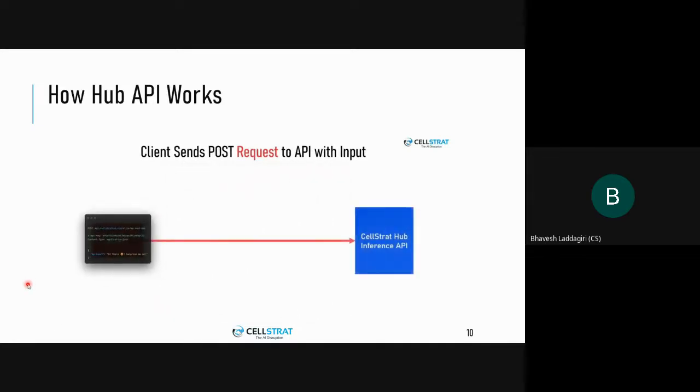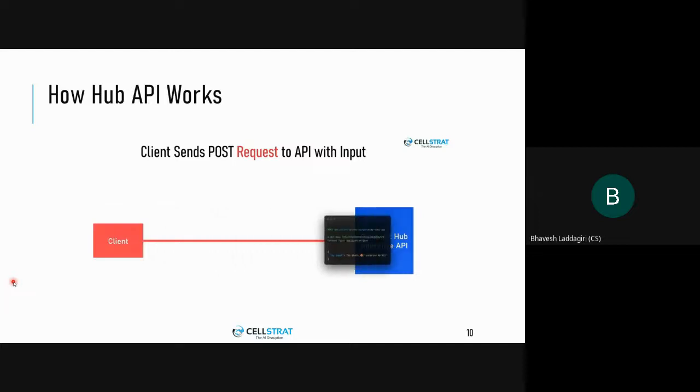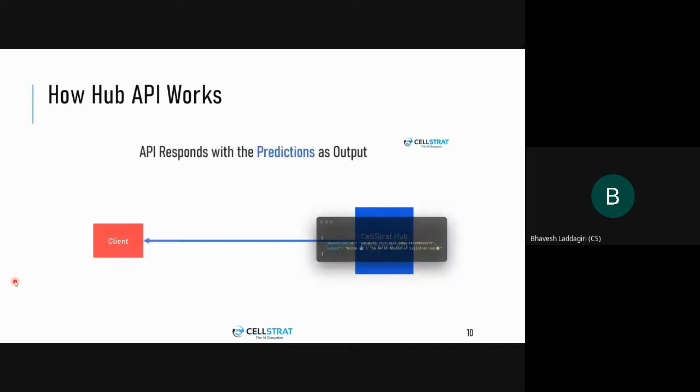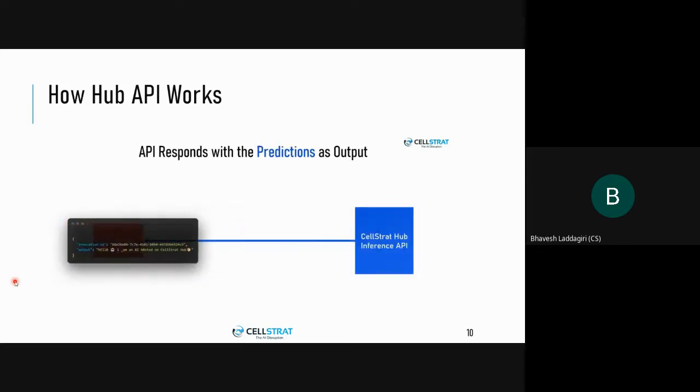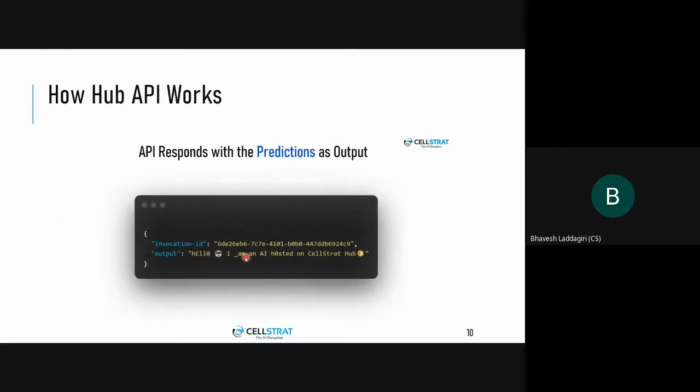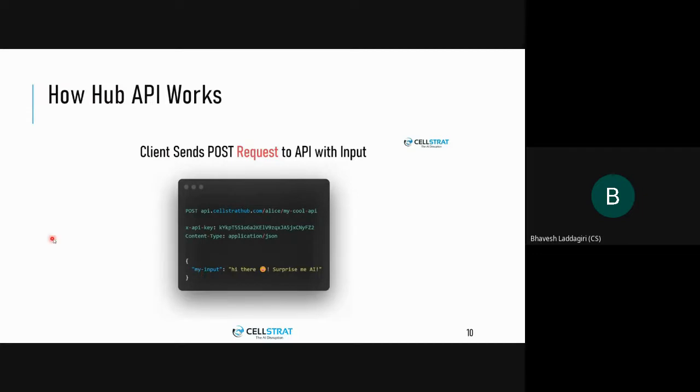Then that gets sent over from the client to the server, the CellStrat Hub Inference API, and the model does its inference, does whatever processing is required. Once that is done, it generates the output and responds with the predictions. In those predictions you will find the output, and some extra metadata as well.